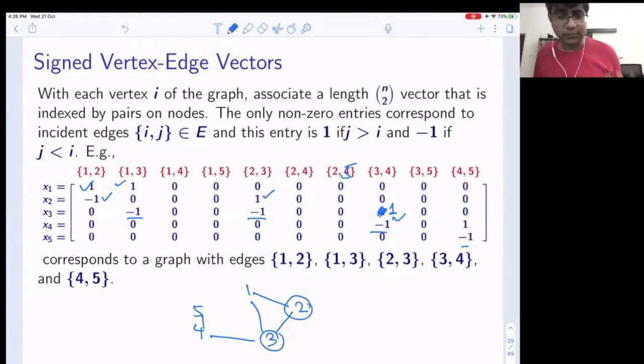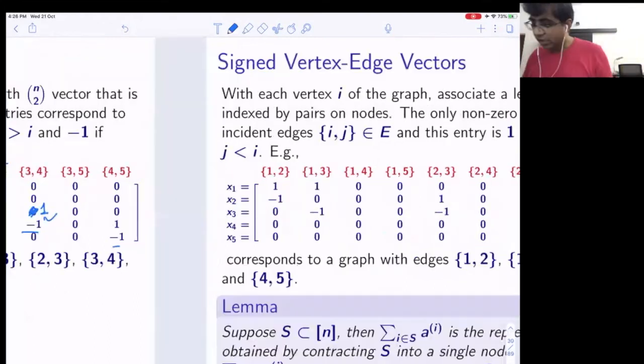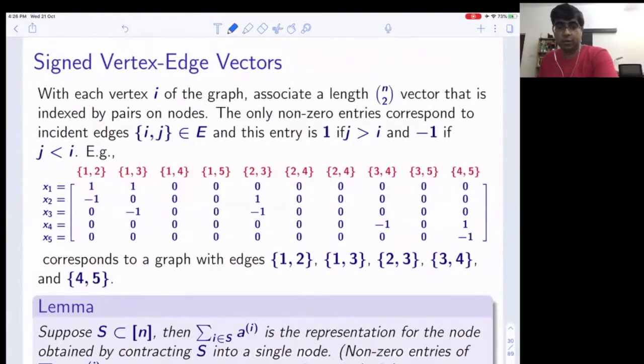So any question with respect to construction? Forget about proof and everything, that will come in a minute. But for now, do you understand what signed vertex edge vectors are? And why did we do -1? You will see the magic of this in a minute. So this is a lemma which I want to prove. Suppose S is a proper subset of 1 to n, then the summation over i in S of A_i is a representation for the node obtained by contracting S into a single node.